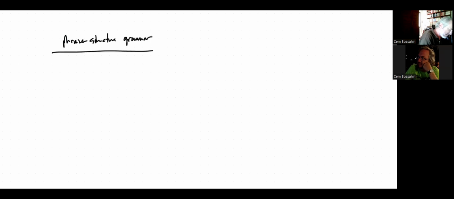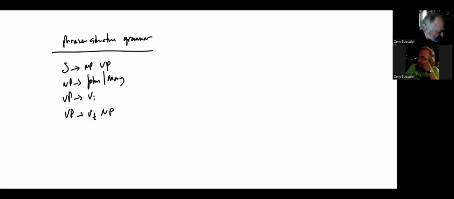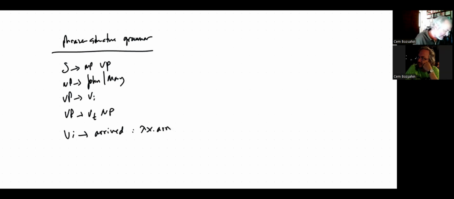Here, and I'll keep it simple: S goes to NP VP, NP is, let's just say, John or Mary, VP I'll just say intransitive verb or transitive verb. Therefore, there's a noun phrase that is taken as an argument. So an intransitive verb can be something like arrive, the semantics of which you can write as arrive' x. And the transitive could be something like hit, which takes two arguments, lambda x, lambda y, hit' x y.